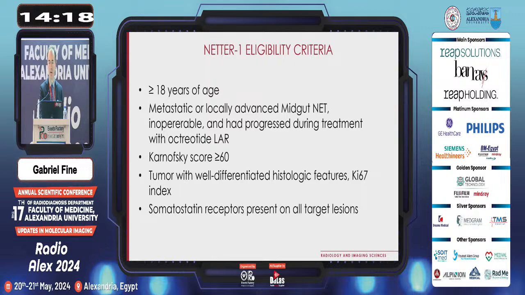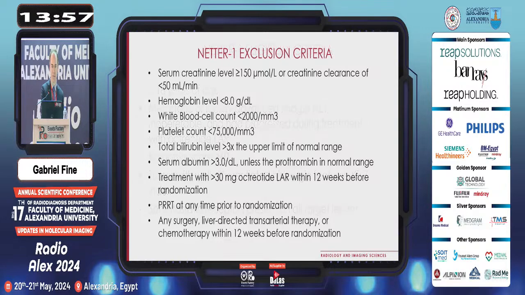For eligibility criteria, they had to make sure patients were greater than 18. They had metastatic or locally advanced mid-gut neuroendocrine tumors that were inoperable and had progressed during treatment. They had to have a decent Karnofsky score. The tumors were well differentiated, and somatostatin receptors had to be shown to be present in all target lesions.